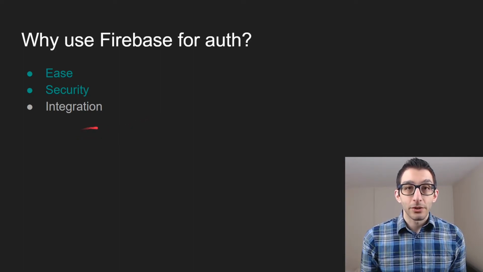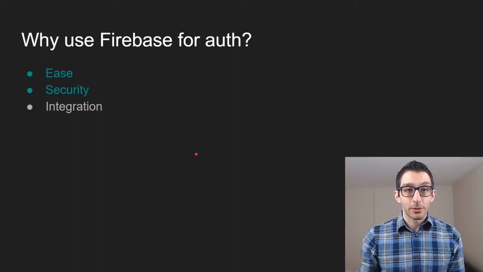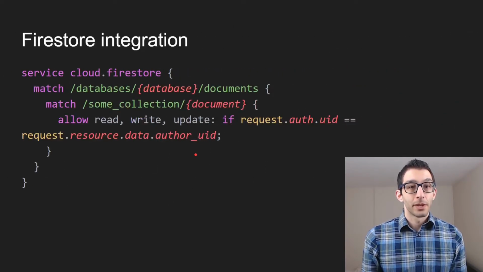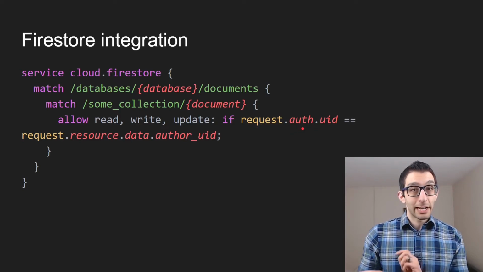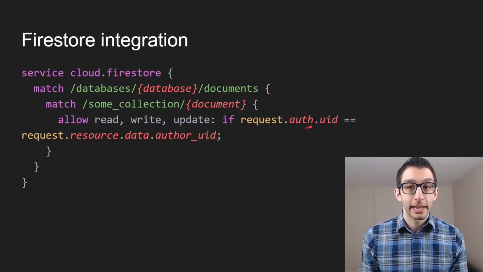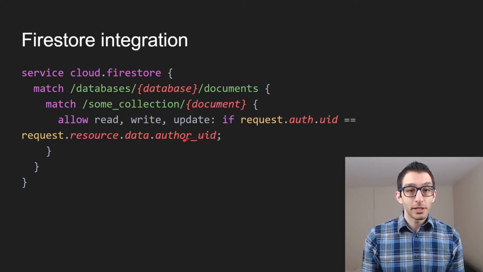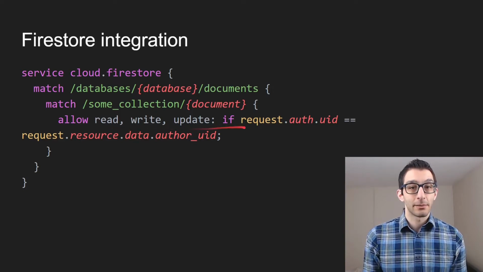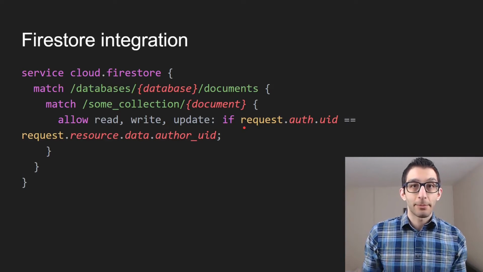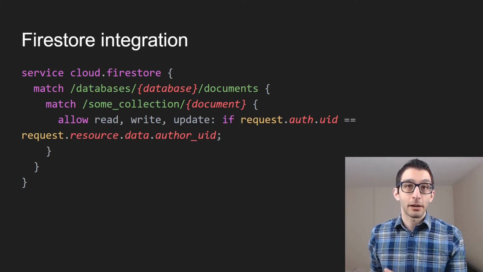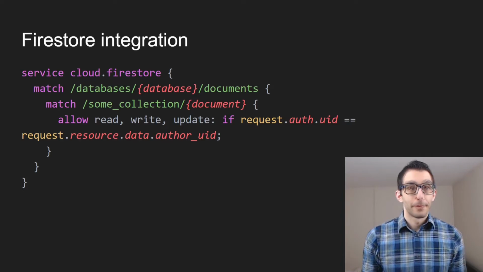But let's talk about the integration now and see how this interacts with other services like Firestore. So with Firestore, you get on every request this auth parameter. And it might not exist, you might not actually be authenticated, but when you are authenticated, it will have your ID. So you can use this to compare it against a resource's ID to grant read, write, and update access to somebody. You don't have to populate this auth property. You don't have to worry about if it's getting sent in a request. You can trust that Firebase is doing that for you.